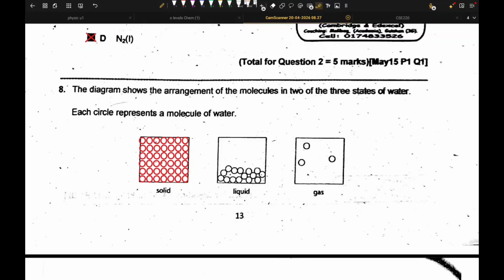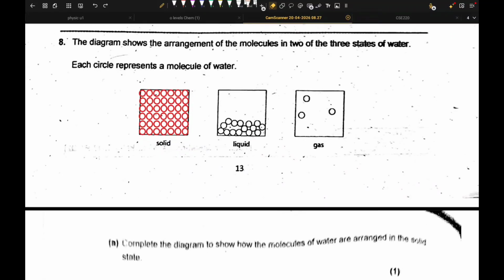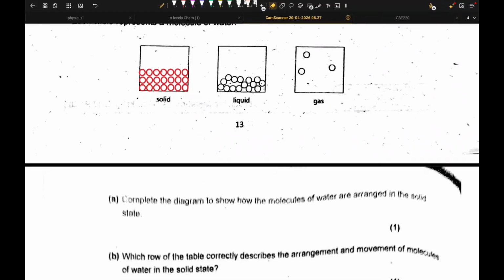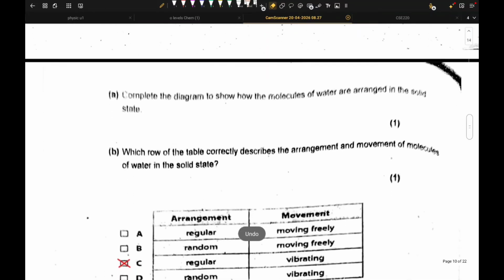Okay, the diagram shows the arrangement of molecules of 3 states of water. Now, we were given the gas and the liquid state. We had to draw the solid state. I drew the solid state like this, but if you want, you can just draw 3 lines of it. Drawing this much will give you the whole mark. You don't need to draw the whole thing like I did. I did it because I felt like doing it, but you can literally draw only 3 lines, and that is enough to get the 1 mark we have here. Fine.